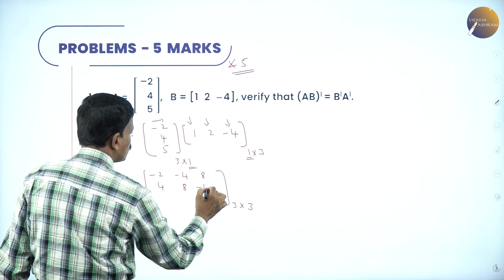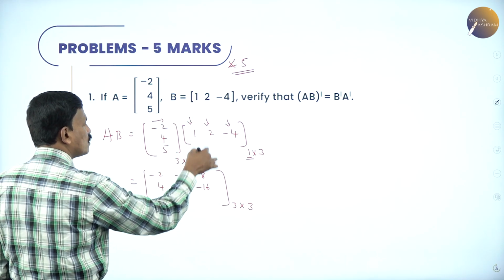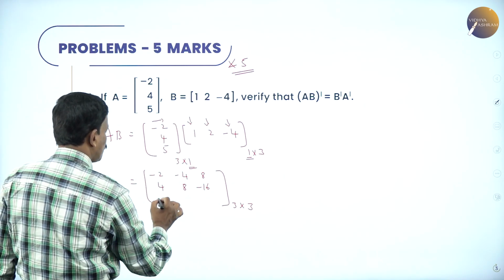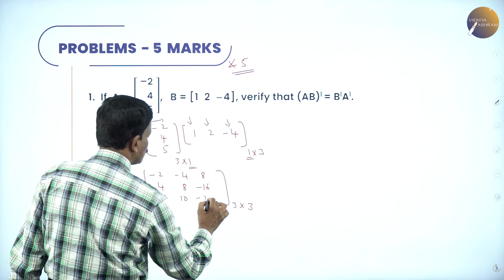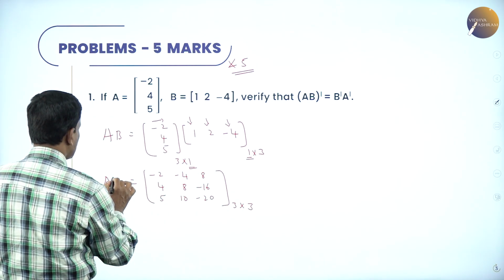4 4s are 16, minus 16. Again, third row, first column, second column, and third column. 5 1s are 5, 5 2s are 10, again 5 4s are 20. This is AB. Now transpose this.